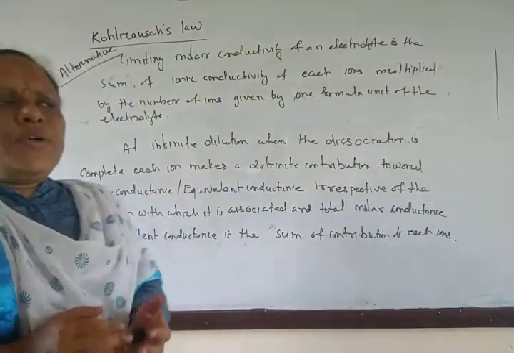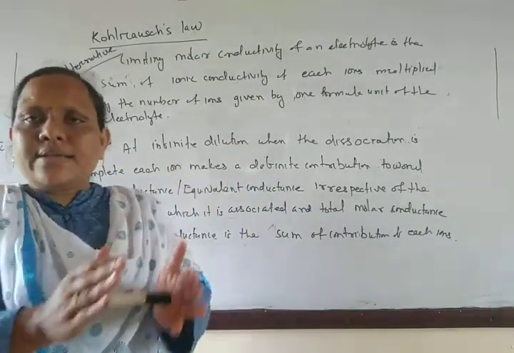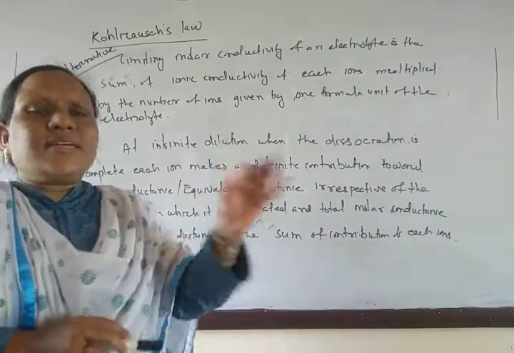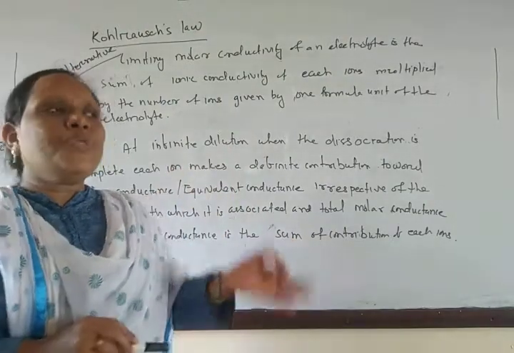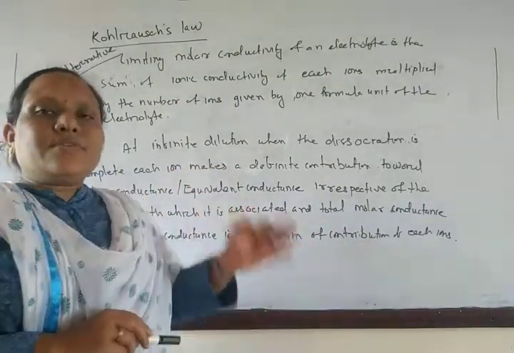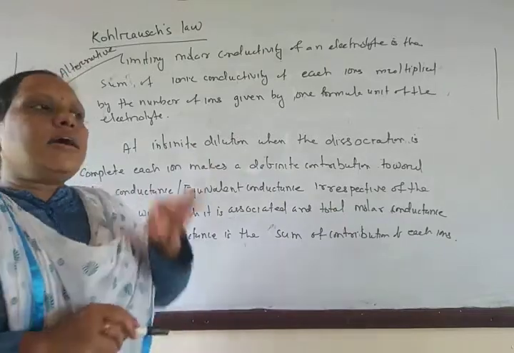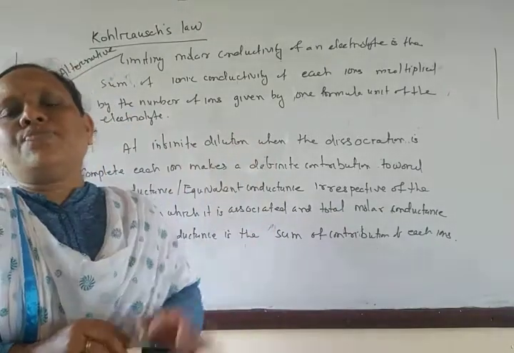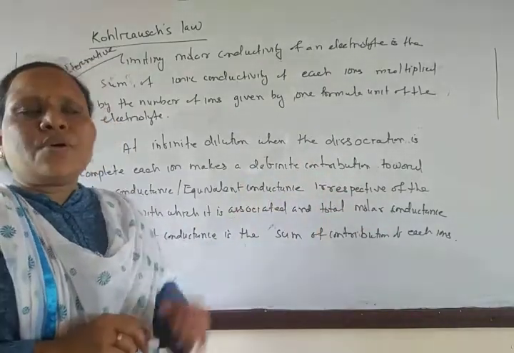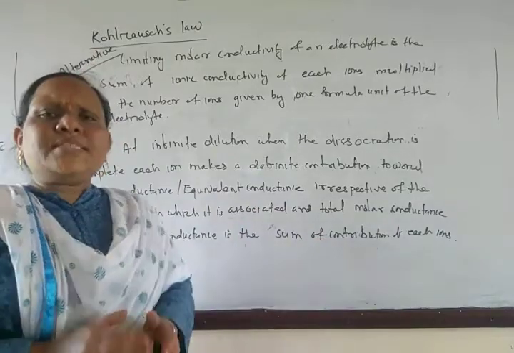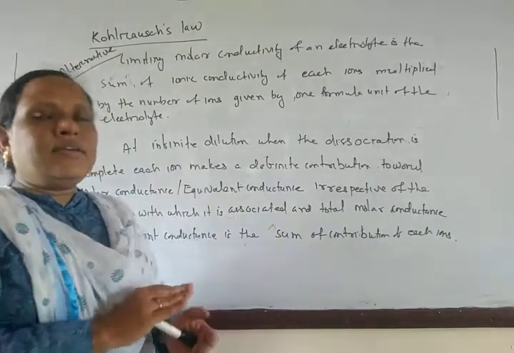Suppose you consider acetic acid, it contains CH3COO minus ion and H plus ion. What is the meaning here? This means that the acetate ion has a particular conductance value, whether it is linked with H plus ion, Na plus ion, K plus ion, or any ion. Similarly, the K plus ion also has a specific conductance value at infinite dilution, whether it is linked with OH minus ion, CN minus ion, or NO3 minus ion. That means every ion has an independent conductance value, whether it is a cation or anion.